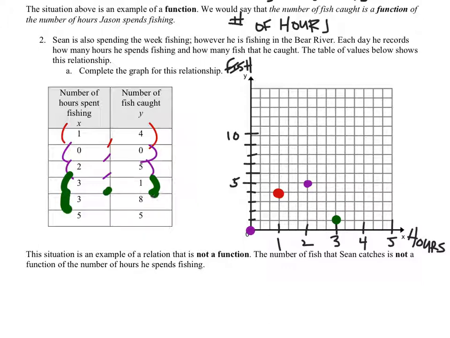But the next time he went 3 hours fishing, he caught 8 fishes. So that would be up in here, right there. And then finally, the last time, he spends 5 hours and catches 5 fish. And that's about what you'd expect with fishing, right? Sometimes you catch nothing after spending 4 hours fishing. Other times you spend 3 hours and catch maybe 1. But you could catch 8 as well. And then you eat them.